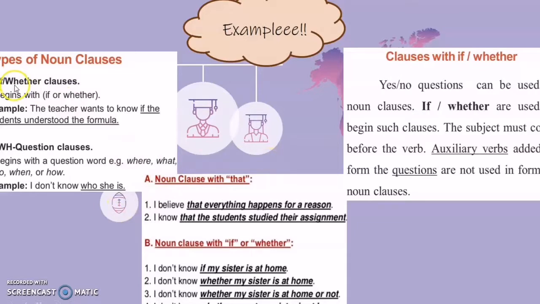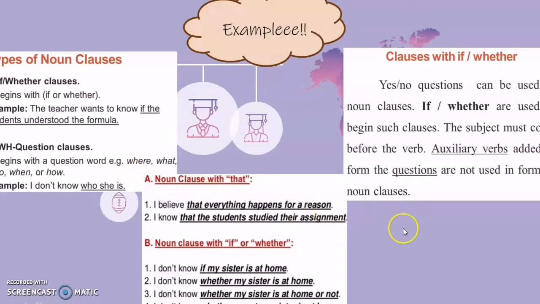It will start with if or whether. For example, it begins with if: the teacher wants to know if the student understood the formula or not. The next one begins with a question word, for example, where, what, who, or when. I don't know who she is.